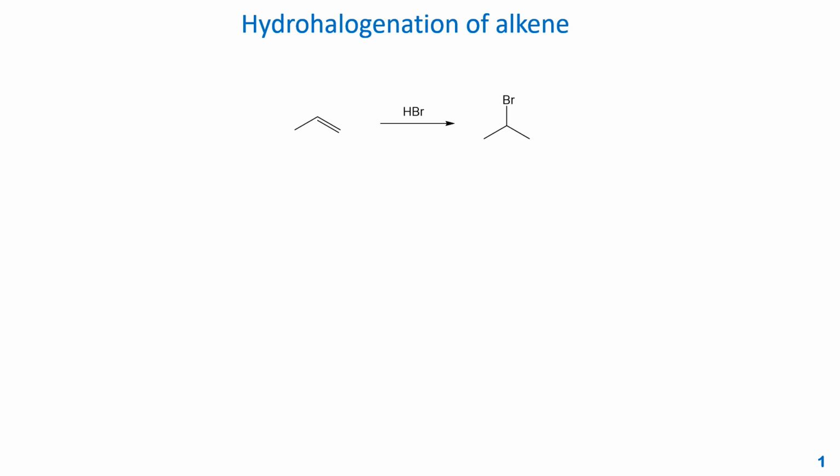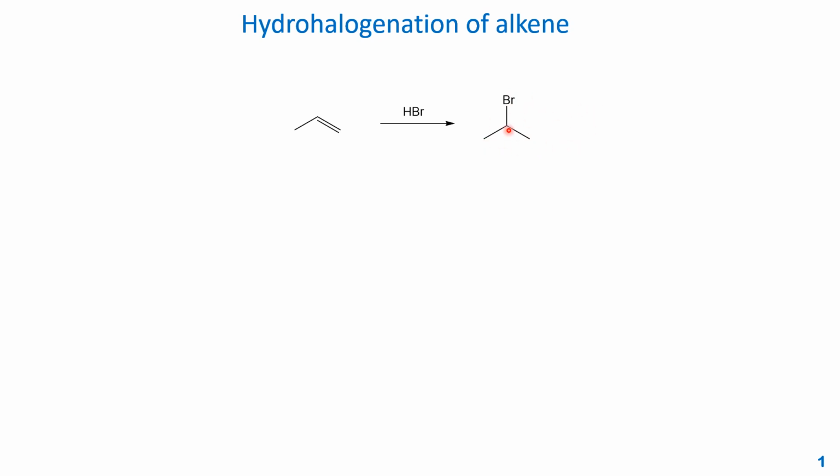We will also use two different types of substrate, the alkene and alkynes. Both are unsaturated hydrocarbons. So we will first talk about the hydrohalogenation of alkenes. And again, today we will focus on the arrow pushing mechanism. In this example, propene reacts with hydrogen bromide, and the product is a saturated alkyl halide.